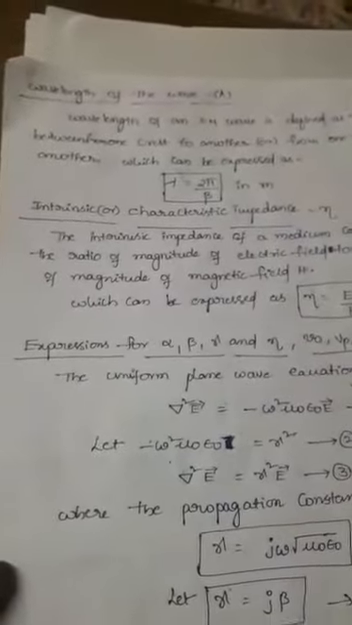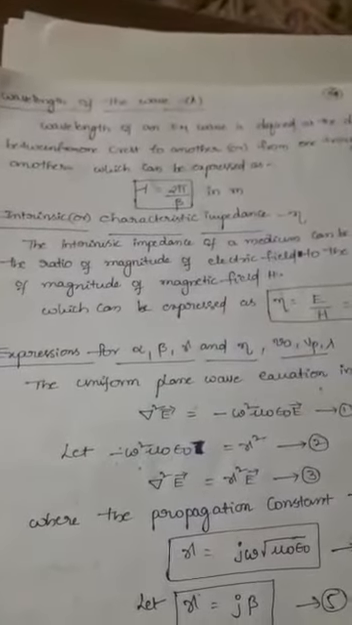So the last property or characteristic of EM wave is intrinsic or characteristic impedance, which is represented with eta. Here the intrinsic impedance is actually not a characteristic of the EM wave, but a characteristic of the medium. When an EM wave propagates through a medium, the property of the medium also transfers to the EM wave, because the EM wave exists in that medium. That's why we discuss it in the characteristics of EM wave.